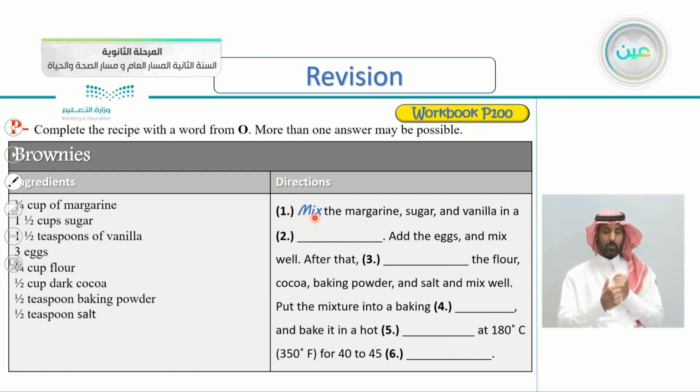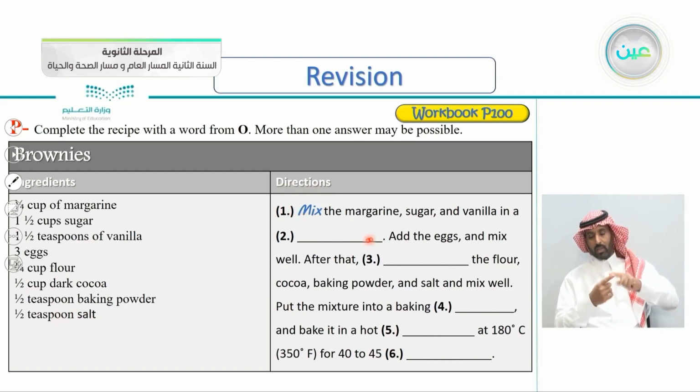Number 1, mix the margarine, sugar, and vanilla in a, so we mix them in a what? In a cup? Of course not. We mix them in a bowl. Add the eggs and mix well. After that, the flour. So what do we do with the flour? After that, add the flour, cocoa, baking powder, and salt, and mix well.